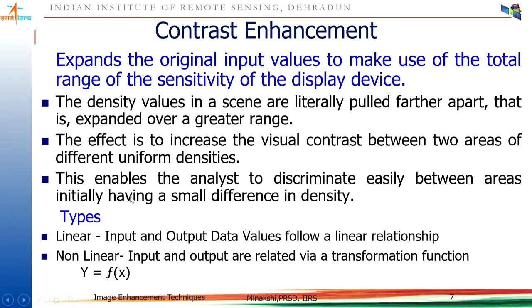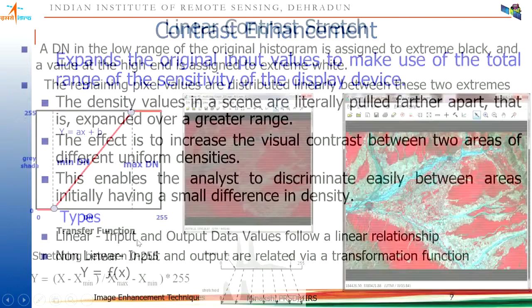We linearly pulled apart the input and output data values following a linear relationship. Then the second category of enhancement is non-linear, where input and output data values are related via a transformation function f, which could be mathematical, statistical, or trigonometric.